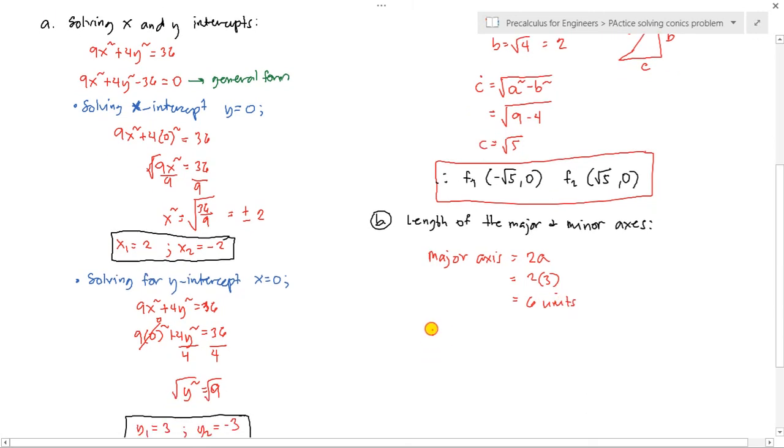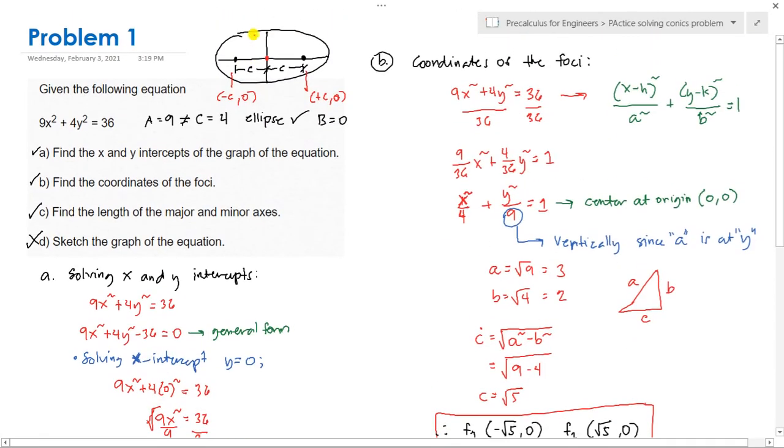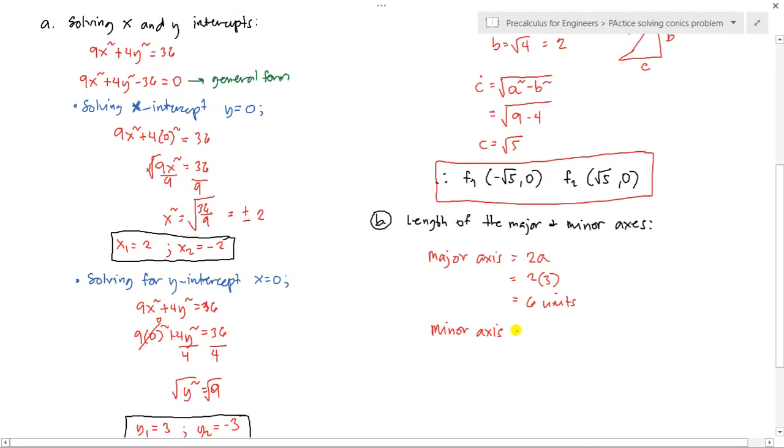Now, for the minor axis, since the ellipse is vertical, the minor axis is the horizontal one, the shorter one. If the ellipse is horizontally oriented, the minor axis is the vertical axis. That measures twice b, and b is 2, so we have 2 times 2, which is 4 units for our minor axis. So those are the two answers: 6 units for the major axis and 4 units for the minor axis. The major axis is longer.